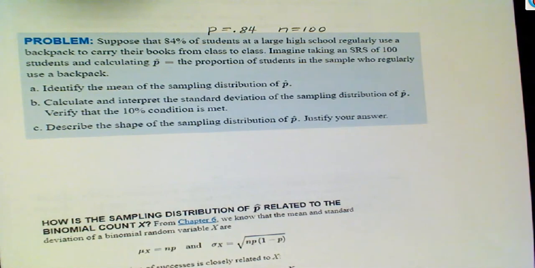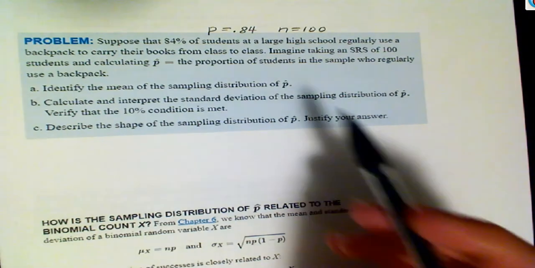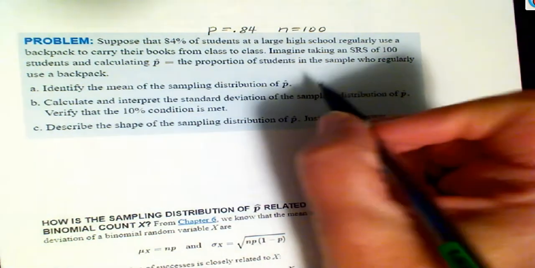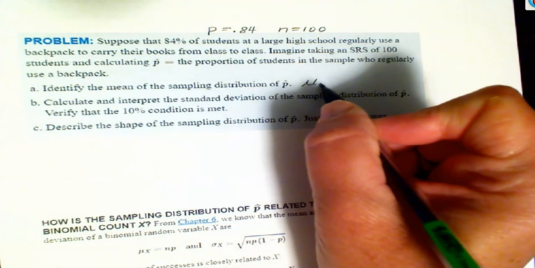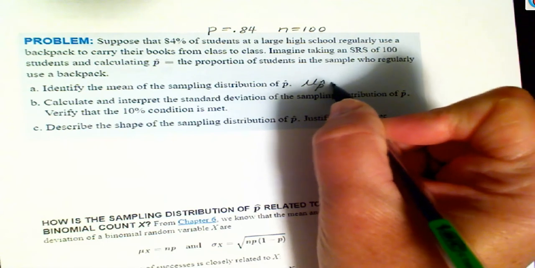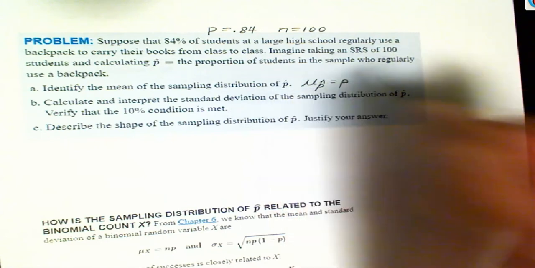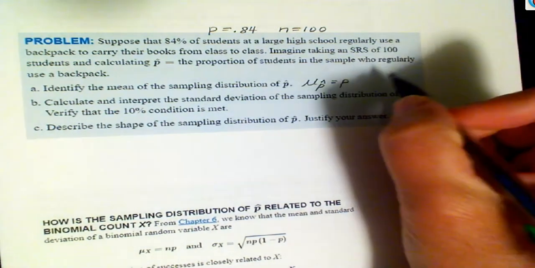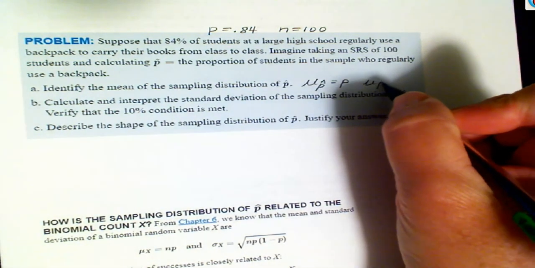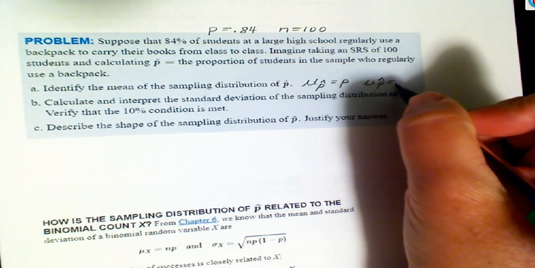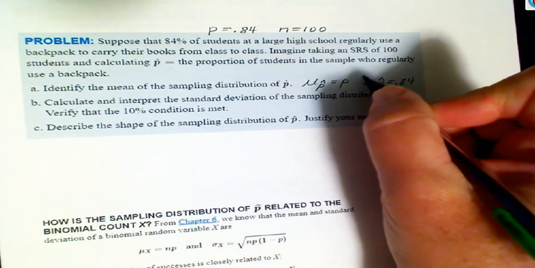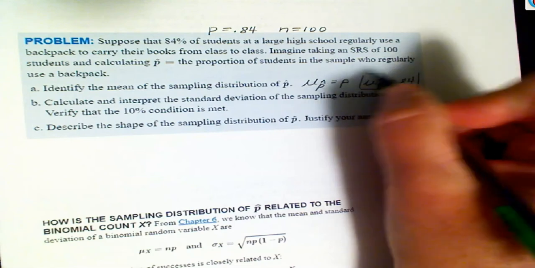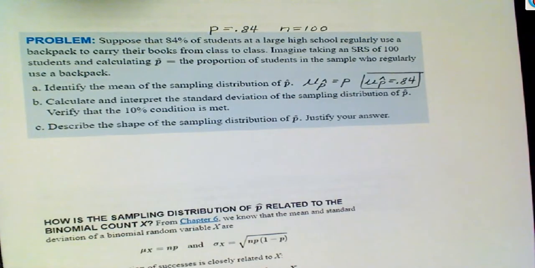Part A says, identify the mean of the sampling distribution of p hat. Okay, that's pretty easy. If you want to know what the mean of p hat is, that's equal to p. That was the first thing we wrote down on the page before. So the mean of p hat is going to be equal to 0.84.